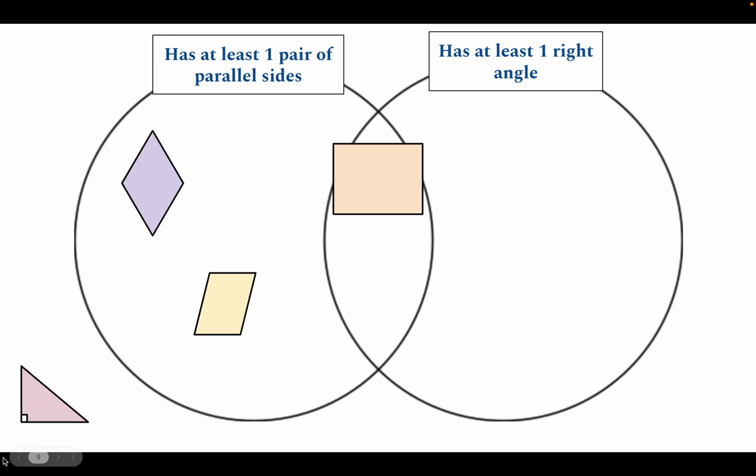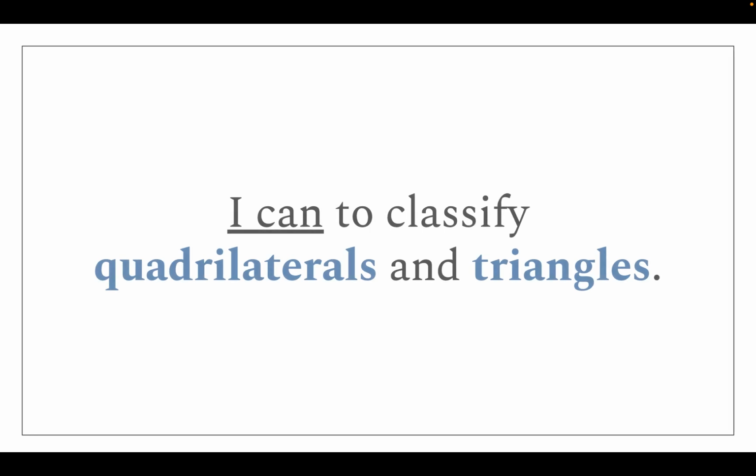Last shape, this triangle. Remember this square here? It has a right angle, so we know it can belong here. Does it have any parallel sides? Nope. So it's going to go on this side of the Venn diagram. Good job. Now you can classify quadrilaterals and triangles.